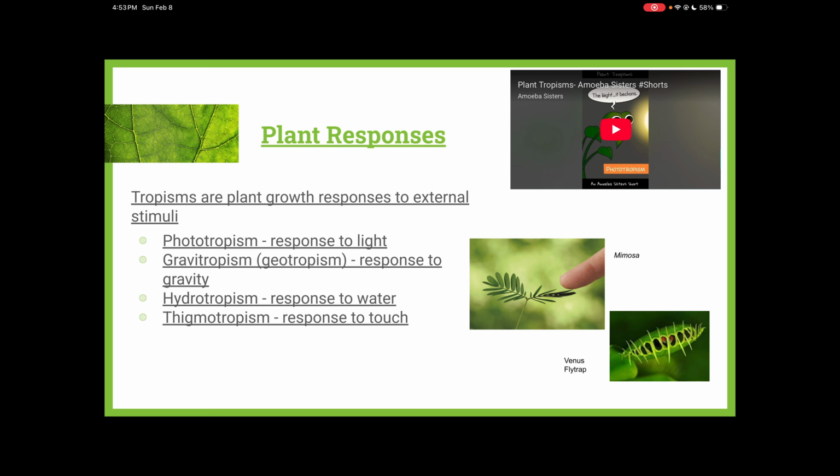So like the Venus flytrap, when an insect lands on it, it closes. The mimosa will actually react to touch too. Vines are reacting to touch. They will grow around and up something.